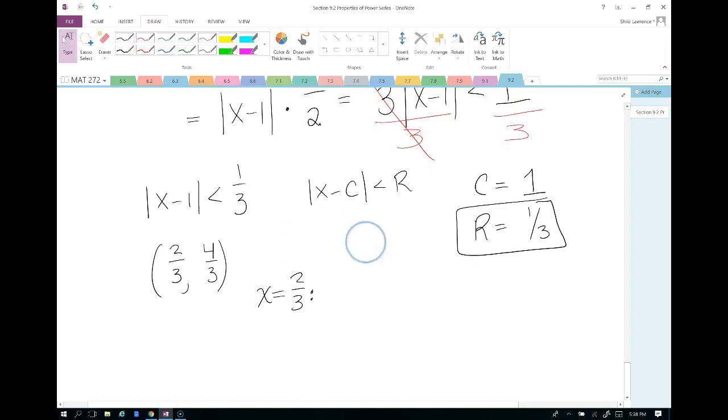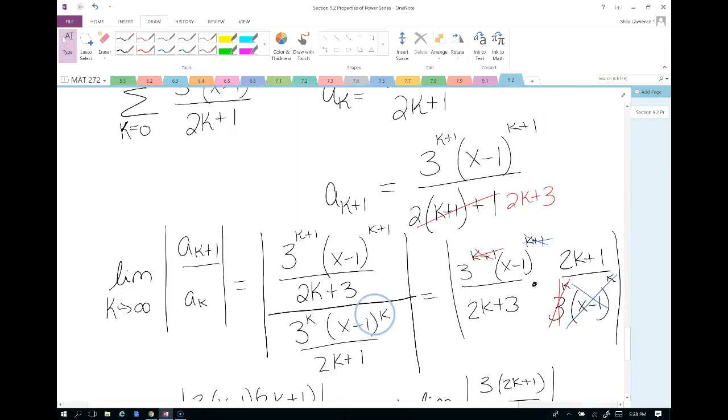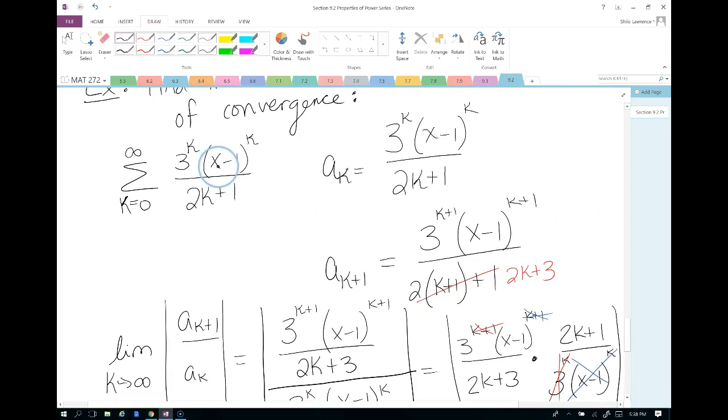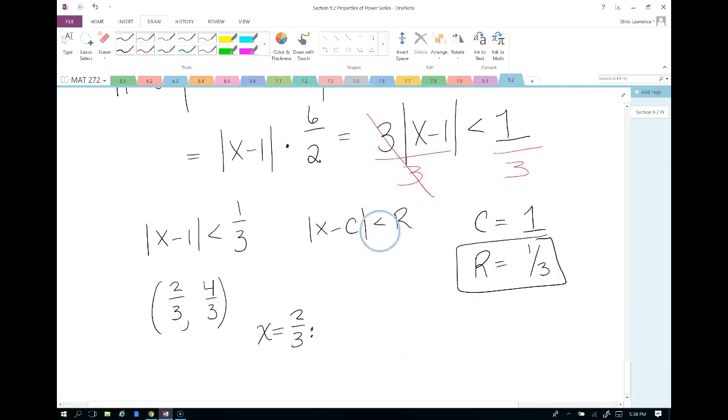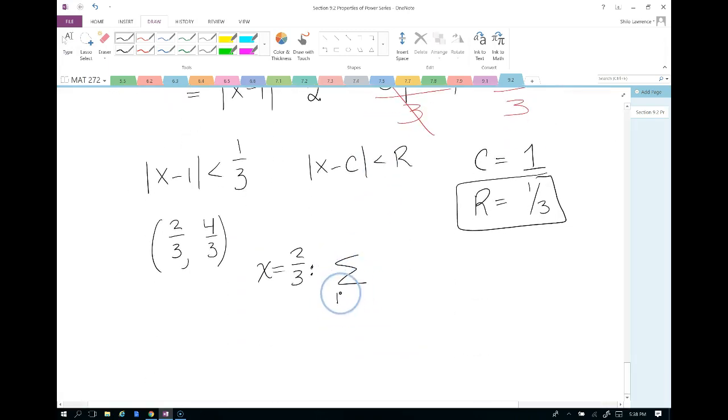When x is 2/3, all you have to do is go back to the original series and plug in x equals 2/3. And we're going to simplify it out and see what happens. So the original series was k equals 0 to infinity, 3 to the k, x minus 1 to the k over 2k plus 1, and we're replacing x with 2/3. So let's simplify this as much as we can. 2/3 minus 1 is a negative third.